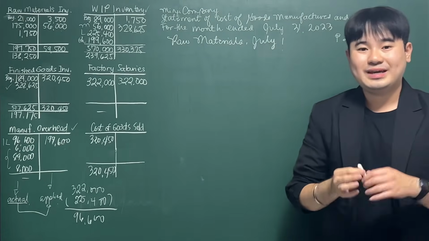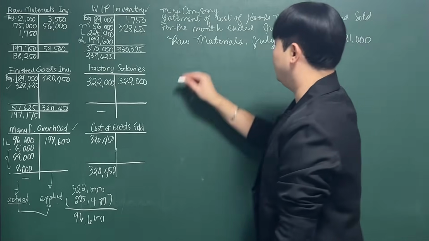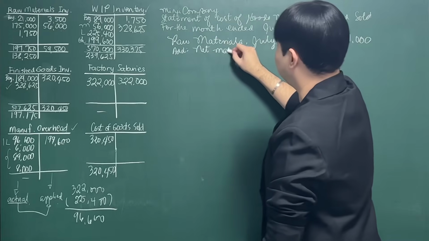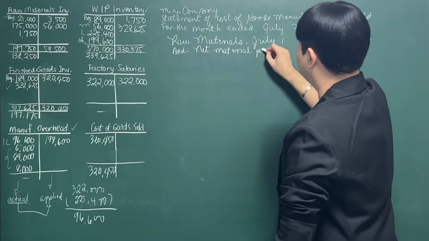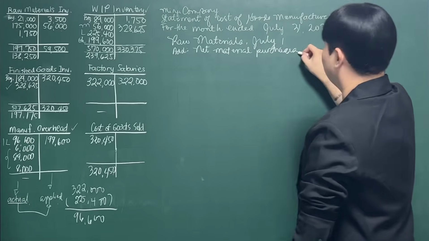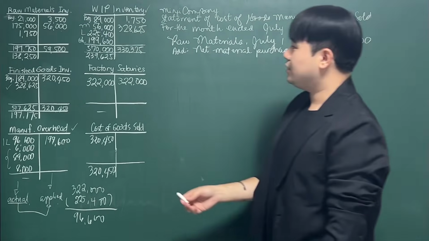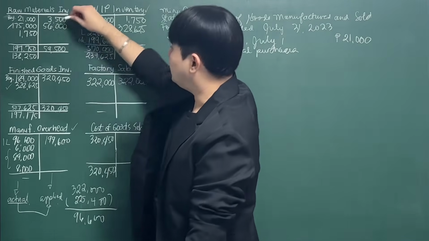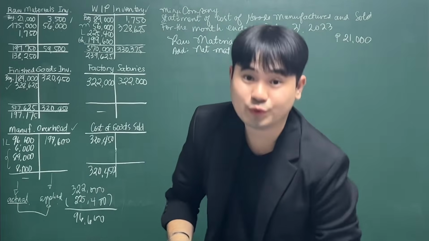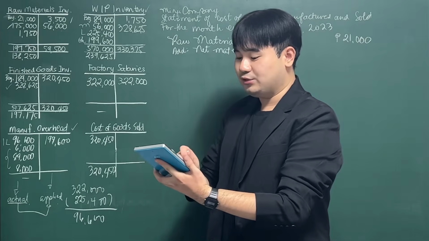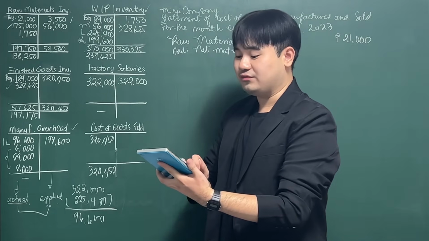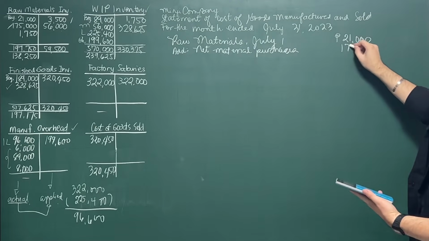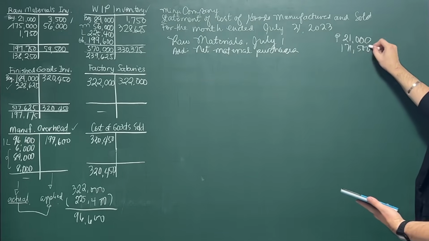Okay. Then we will be adding all of your net purchases. So add net material purchases. Now, as you can see, our purchases is how much? 175,000, but we have returned 3,500 to our suppliers. So we will just be getting your net purchases. 175,000 minus 3,500 is 171,500. So I'll put here 171,500.